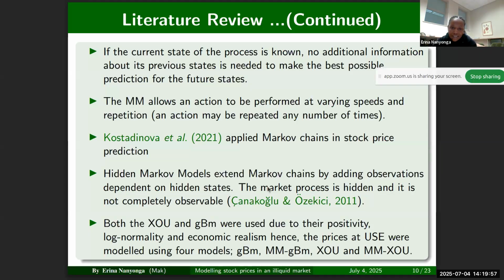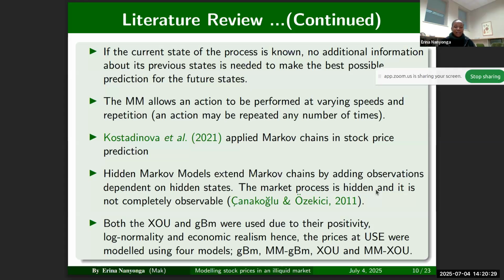It's suggested that the market process is hidden and not completely observable, but in our case, our states are observable. There is a state when the price is changing or not. We are not considering hidden states that influence the states of the prices. We are considering the observable states 0 and 1.